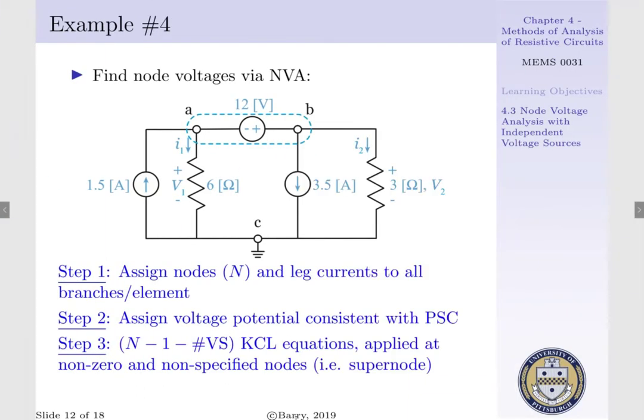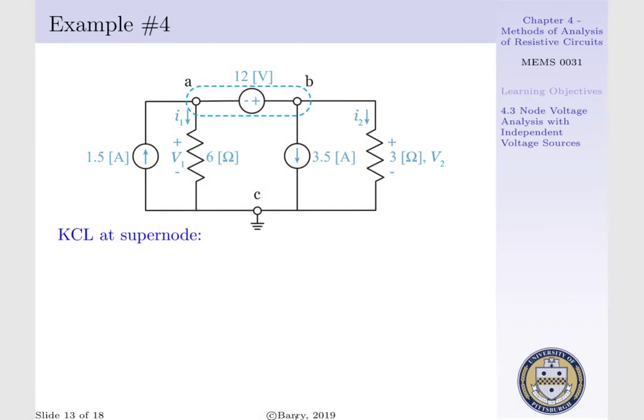Step 3 is to apply N, our number of nodes, less unity, less our number of voltage sources, KCL equations to our system. We have 3 nodes and 1 voltage source. Thus, we are going to apply 1 KCL equation. And since we have a supernode, we will apply our KCL equation to said supernode. If we apply our KCL equation to the supernode, we have the following. We have 1.5 amps entering, and we have I1 and I2, as well as 3.5 amps exiting.